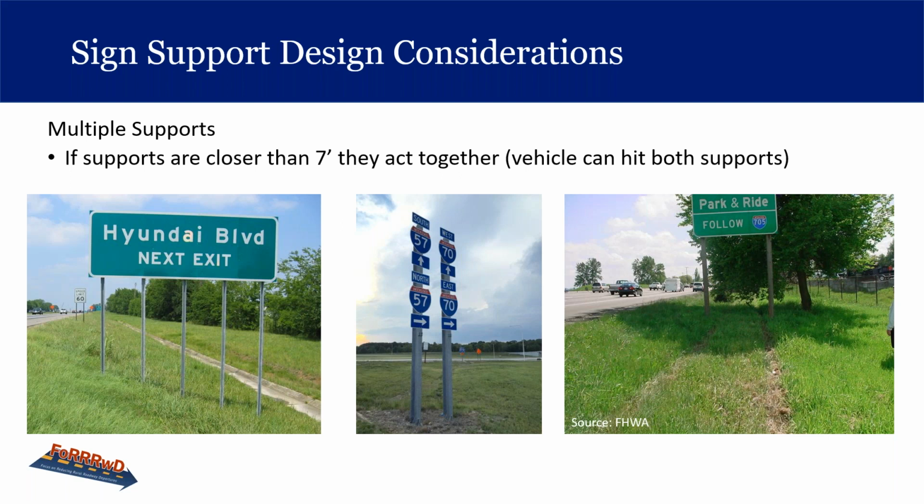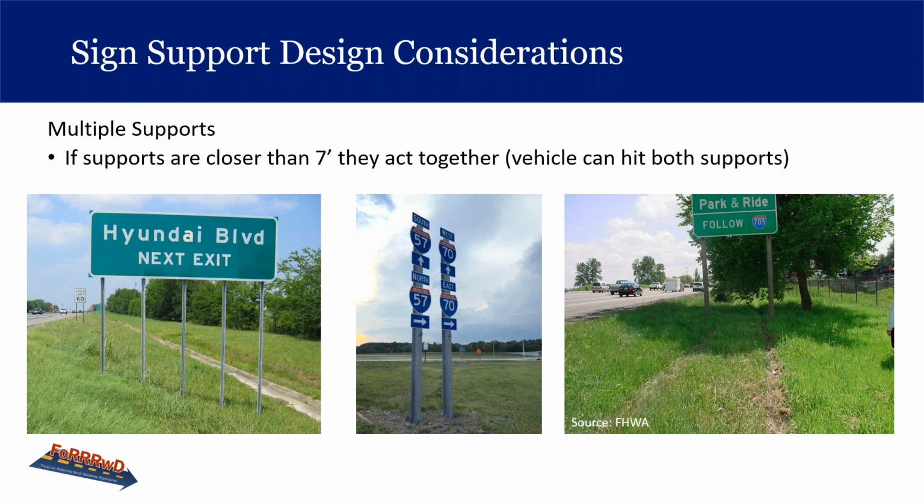Then here's some signs with multiple supports. Large signs usually have multiple supports. If the posts of a multiple support structure are within 7 feet, then there's a likelihood that more than one post will be hit in the same event. If posts are within 7 feet of each other, they are only considered crash worthy if they have been crash tested together. Otherwise, the posts may act more like a barrier and won't give when a vehicle strikes them.